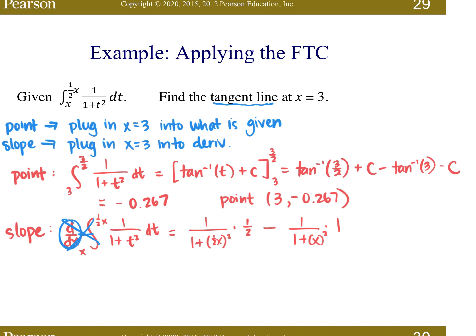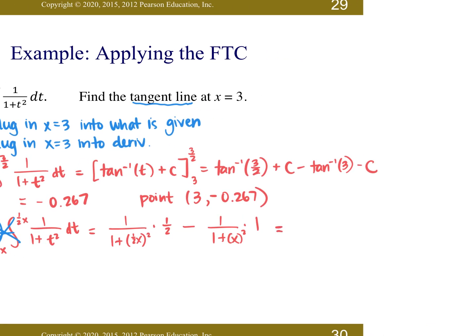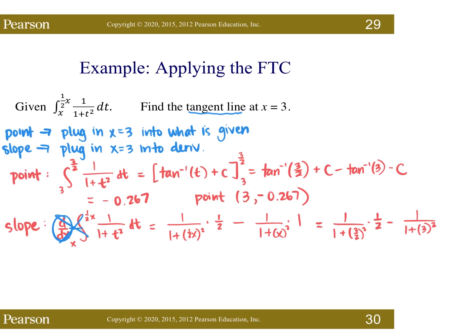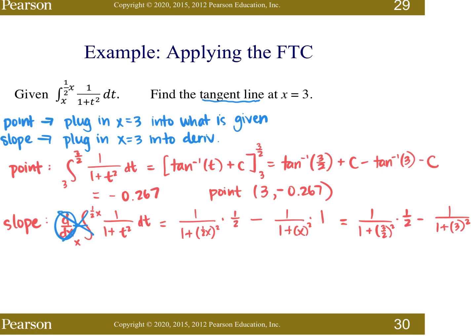And I am going to plug 3 into this. So that would be 1 over 1 plus 3/2 squared, still times the chain rule of half, minus 1 over 1 plus plain 3 squared times the chain rule of 1. And then go ahead and use your calculator to evaluate that value. So in radian mode, I get 0.054.